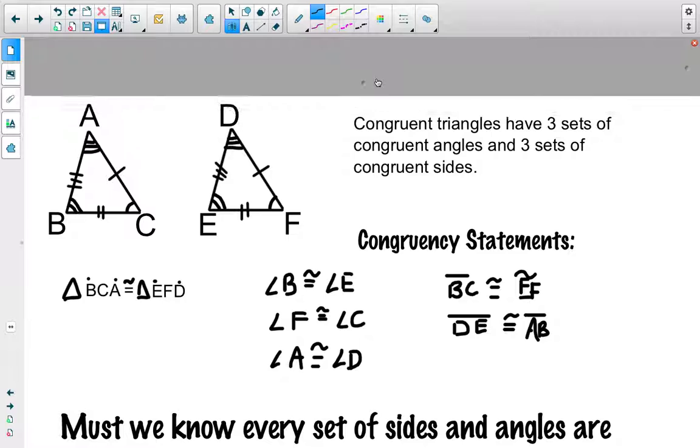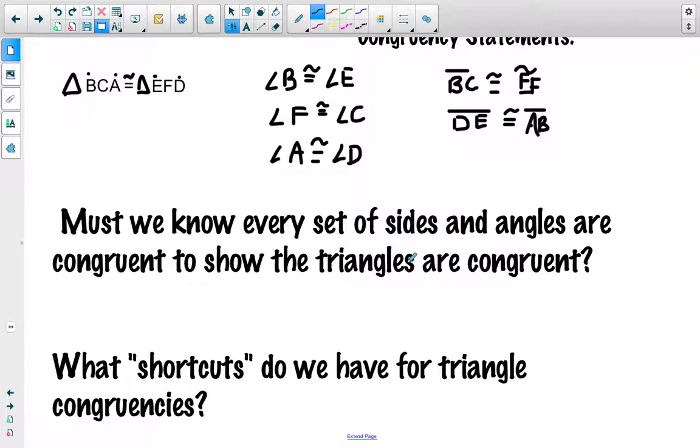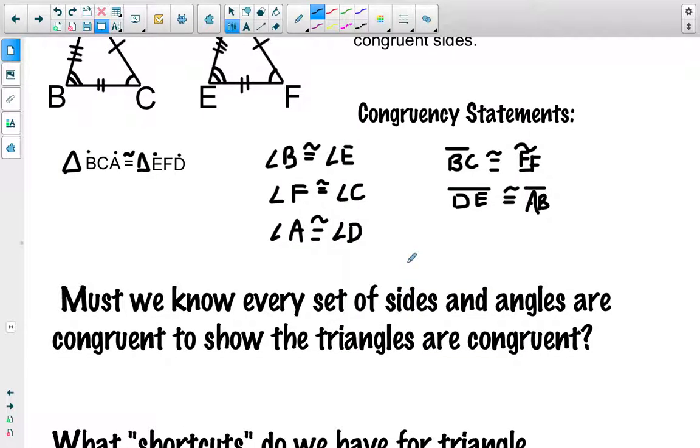So you can even check the triangle now. So BC has two markings. EF has two markings. Yep, that means we did that correctly. DE has 3 markings, and so does AB. So we certainly could have referred to the picture. I just wanted you to realize if you have a congruency statement like this right here, you don't need the picture. You can just look right at that.